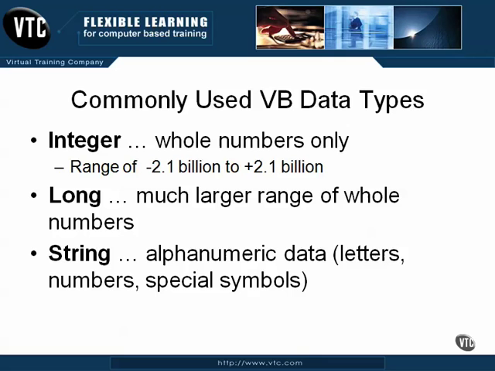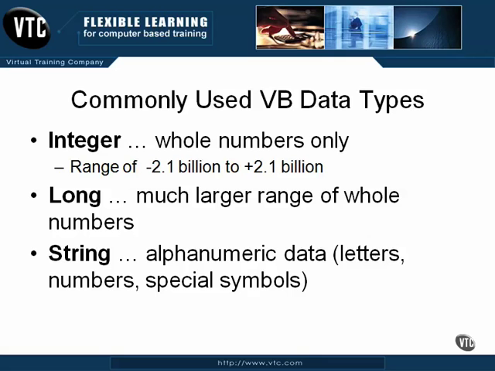Some commonly used Visual Basic data types. The integer data type. This is a whole number, and it has a range of negative 2.1 billion to a positive 2.1 billion. So an integer is a very generous range of numbers if you're trying to represent a number that does not require a decimal. For example, a person's age, presumably expressed as a whole number, might be a good candidate for an integer data type. If you need larger numbers than the range provided by the integer data type, there is another data type called long. Long will give you a much larger range of whole numbers, but a long will require more memory and has slower processing time.